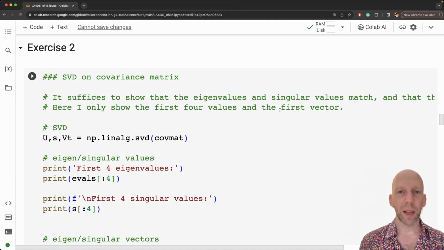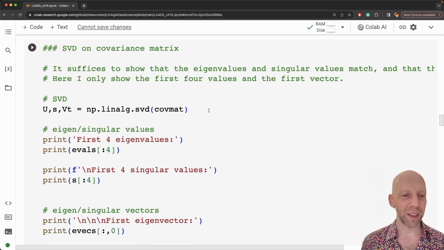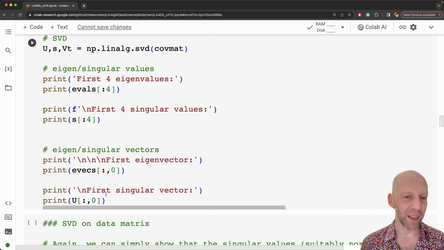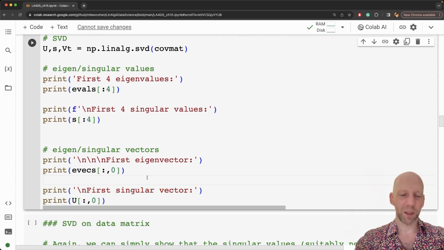Now, to show that the SVD on the covariance matrix gives the same results as the eigendecomposition on the covariance matrix, you do not actually need to implement all of the PCA, so all the steps of PCA, including computing the component scores and plotting and correlating and everything like that. You really only need to show that the eigenvectors and eigenvalues are the same, and the eigenvectors and the singular vectors are the same. And that's what I do here.